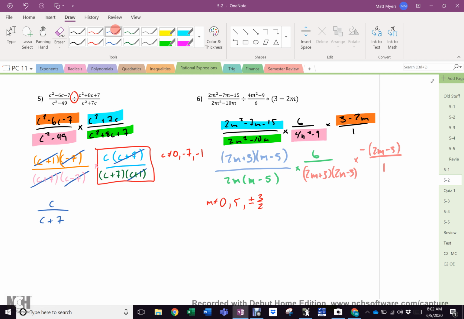And then we cancel. 2m plus 3, 2m plus 3, m minus 5, m minus 5. 2m minus 3, 2m minus 3. And what am I left with? 6 over 2m. But remember, that's a negative 6 over 2m, which you could simplify to negative 3 over m. And then we're done.